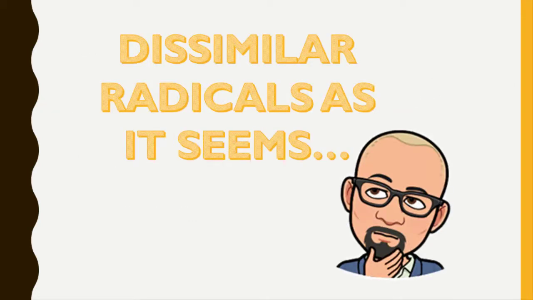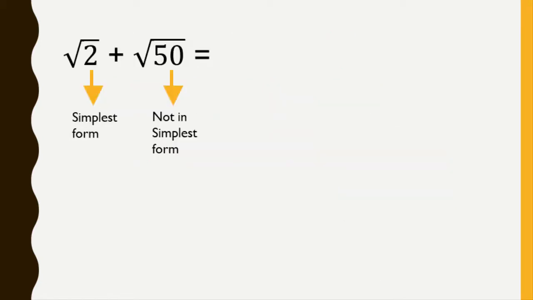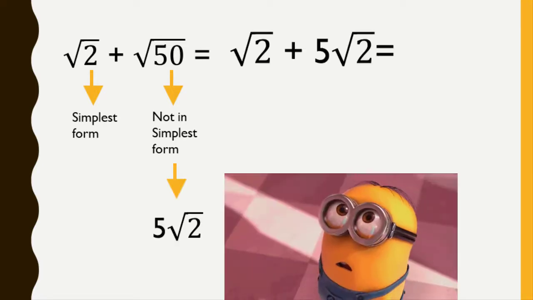Now, there are some instances that you are asked to add and subtract radicals that seem not similar, but actually, they are similar. What you need to do is to make sure that each radical is expressed in its simplest form first. In this example, square root of 2 is in its simplest form. How about square root of 50? Square root of 50 is not yet in its simplest form. So what is the simplest form of square root of 50? 5 square root of 2, right?